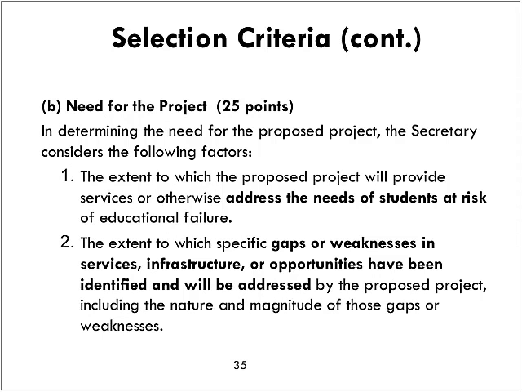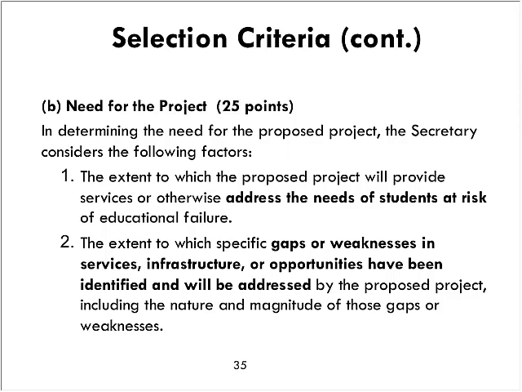The second criterion is need for the project, and a total of 25 points are available under this criterion. In determining the need for the project, this is the area where you're able to demonstrate that a comprehensive needs assessment has been done, and to express that this is a project that is going to meet the needs of your audience.